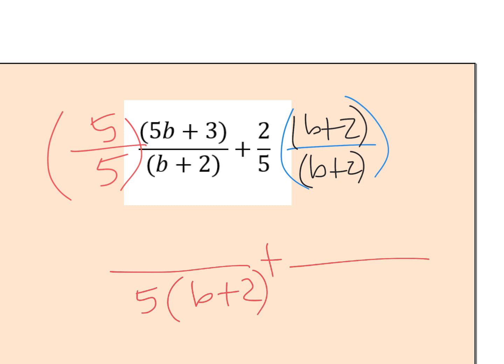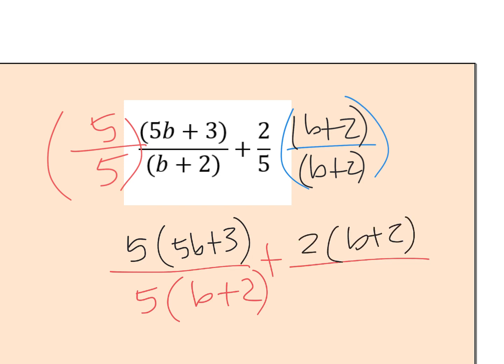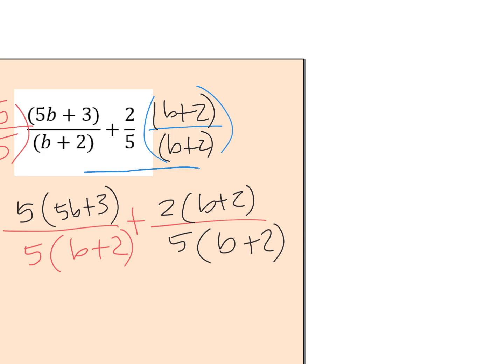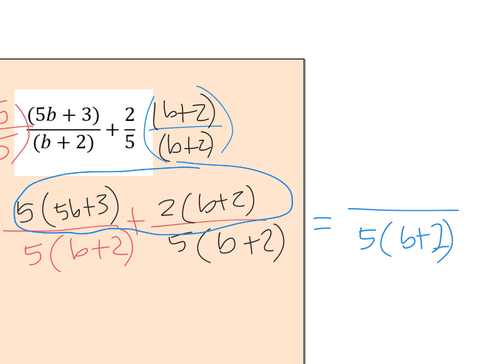Bennett, I'm going to write it this way. 5, 5b plus 3. And 2, b plus 2. Now, I want your opinion. Do you think that I should multiply these out? Or do you think that I can just leave them like they are? What's your gut feeling? It's a test. You're deciding what the answer is. You've already got a denominator of 5b plus 2. Do you think we should multiply the top out, or do you think we should just leave it?